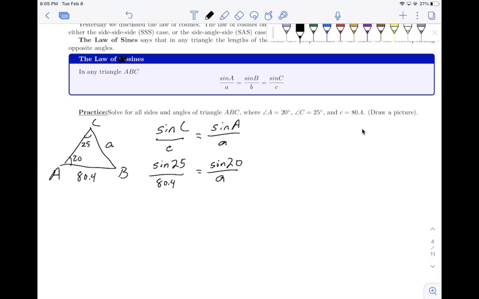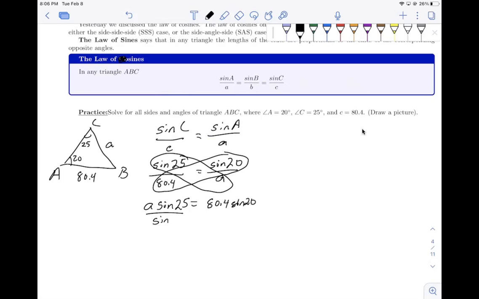Here we have one fraction equal to another. Whenever you have a fraction equal to another, this is the case where we actually cross multiply. Notice you need that equal sign to use cross multiplication. Way too often I see students trying to cross multiply when there's not an equal sign, and then it's not correct. So we'll cross multiply and get A times the sine of 25 equals 80.4 times the sine of 20. So we're going to solve for side A by dividing by sine of 25, to get it by itself.